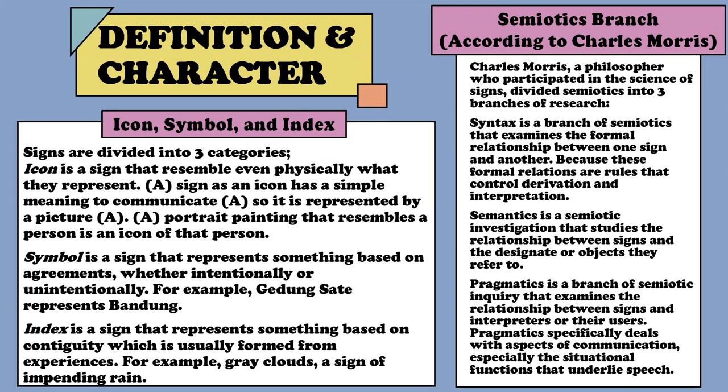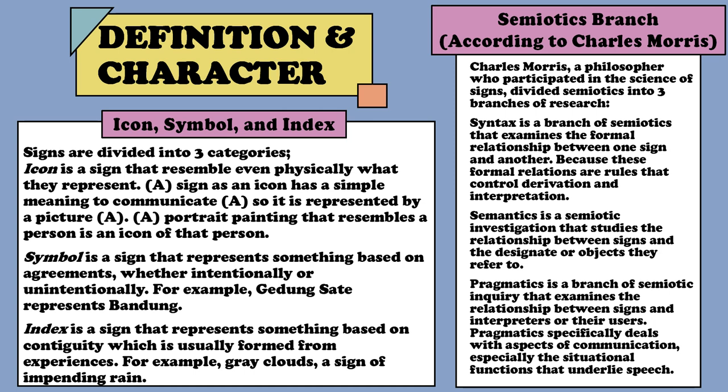Icon, symbol, and index. Signs are divided into three categories. The first one, icon. An icon is a sign that resembles, even physically, what it represents. A sign as an icon has a simple meaning to communicate, so it is represented by a picture. A portrait painting that resembles a person is an icon of the person.